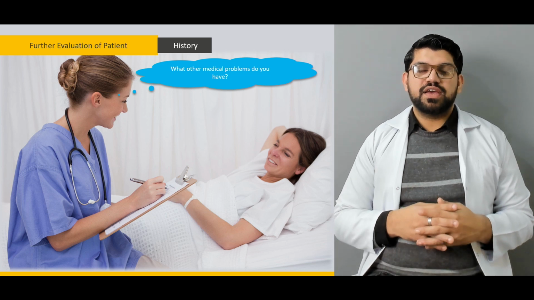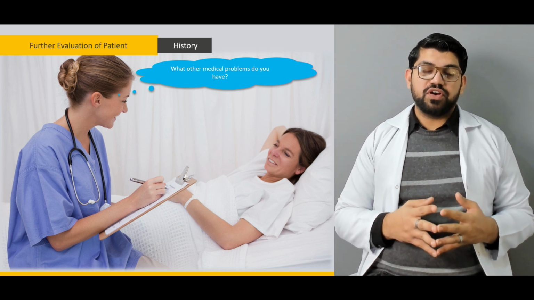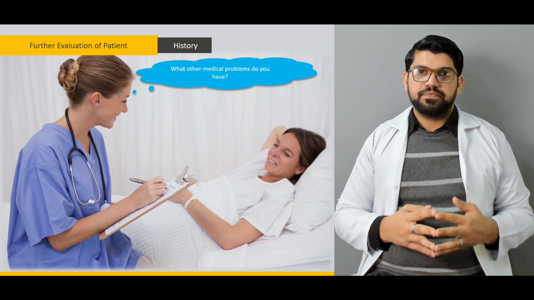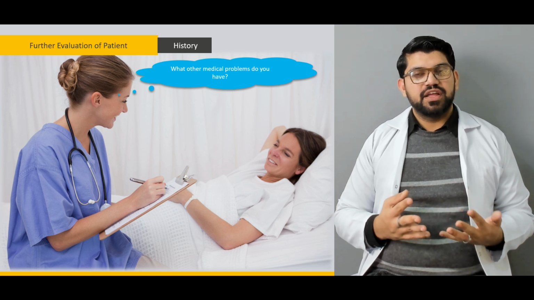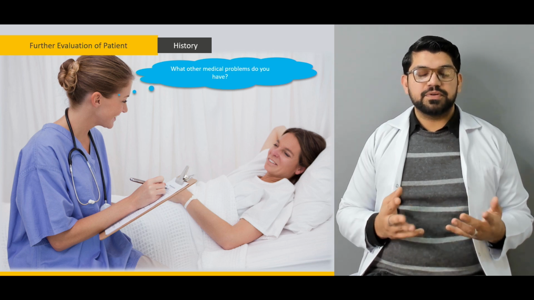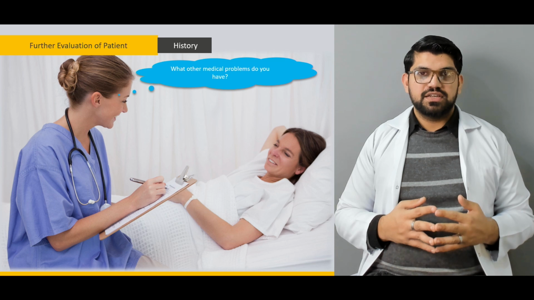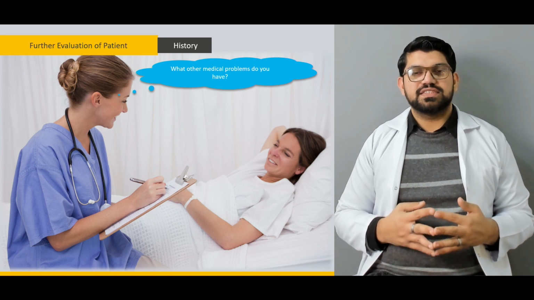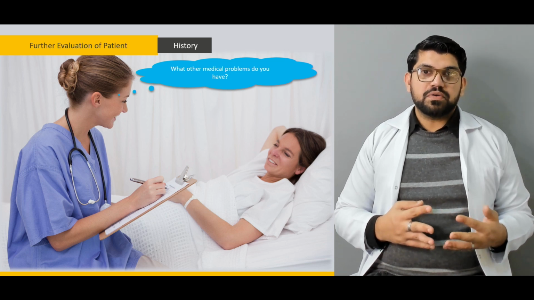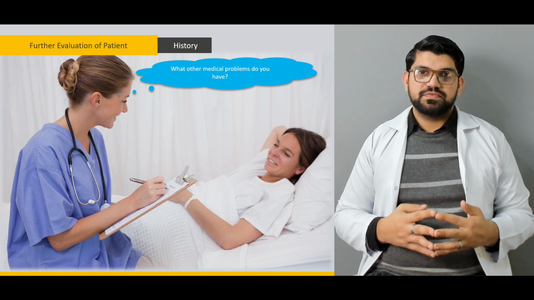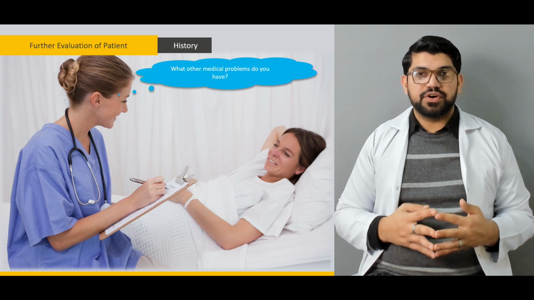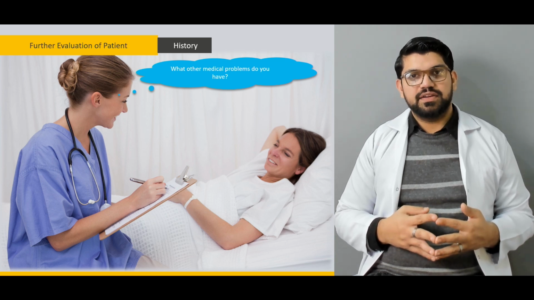What other medical problems do you have? A history of other medical problems that can lead to GI bleed is very, very important. For example, if the patient has hepatitis C or decompensated liver disease, they can present to you with hematemesis or melena, as in alcoholic liver disease. Patients who are known cases of carcinomas can present to you with GI bleeds. A patient with a history of hemorrhoids can present to you with lower GI bleed.